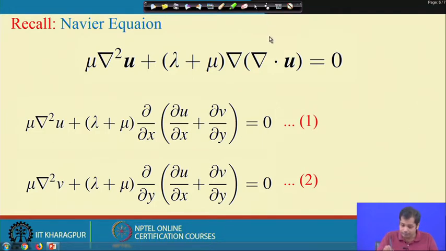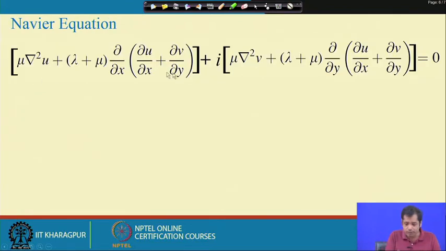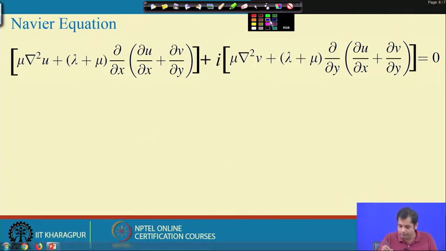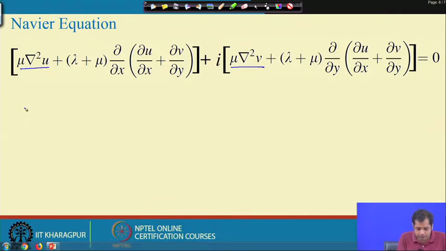So, this is equation 1 from the previous slide, and then i into equation 2. Now, if you do that, let us consider first this term, this term and this term. This becomes mu into del squared of u plus i into v, right? So, these two terms become this.